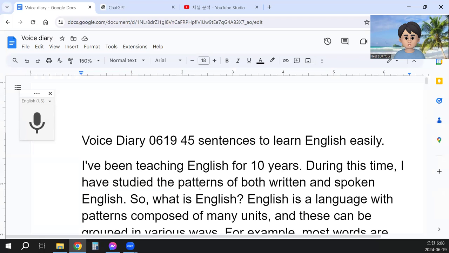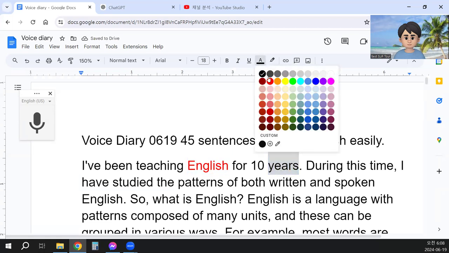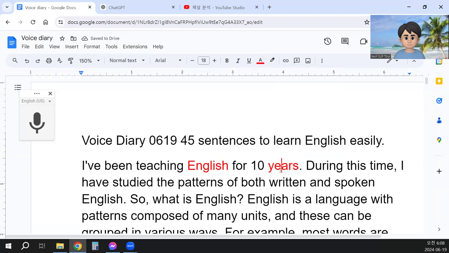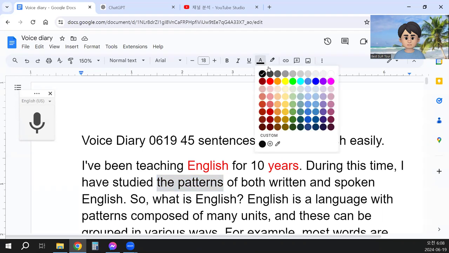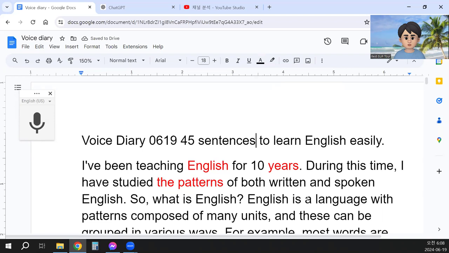First, I check the noun form here. In English, the noun form has only four patterns, without article, plural, and with the article, like dog, and also a or an. When we use the noun, we should keep these patterns of English.